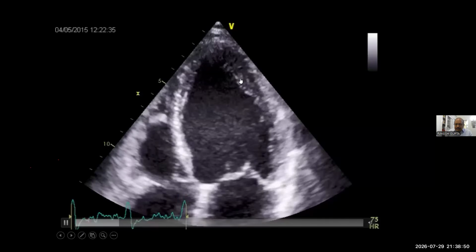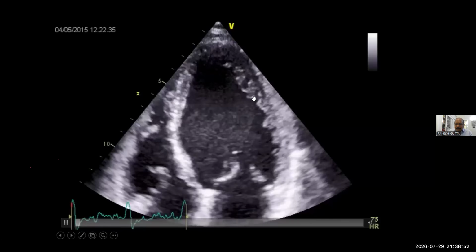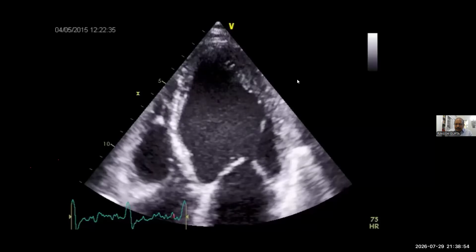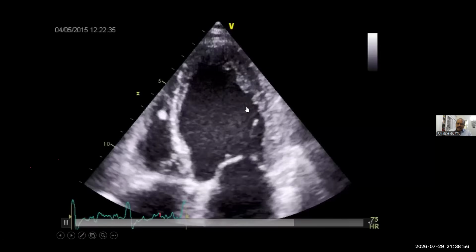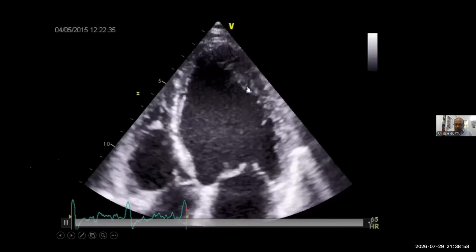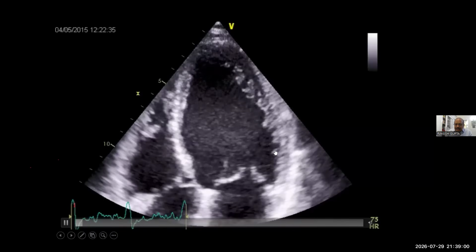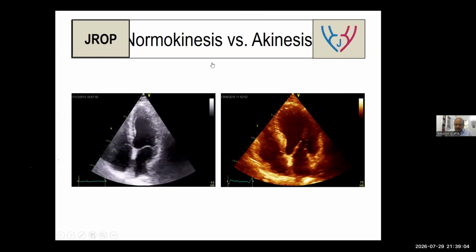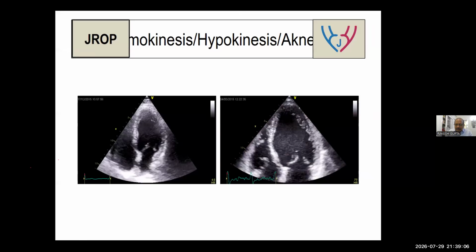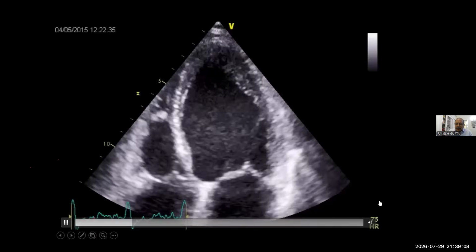This segment is significantly thickening. We can say mid and apical segments are significantly thickening. In comparison to this segment, this is less thickening. And this segment is almost akinetic. Now see it again. And that's what you need to interpret.